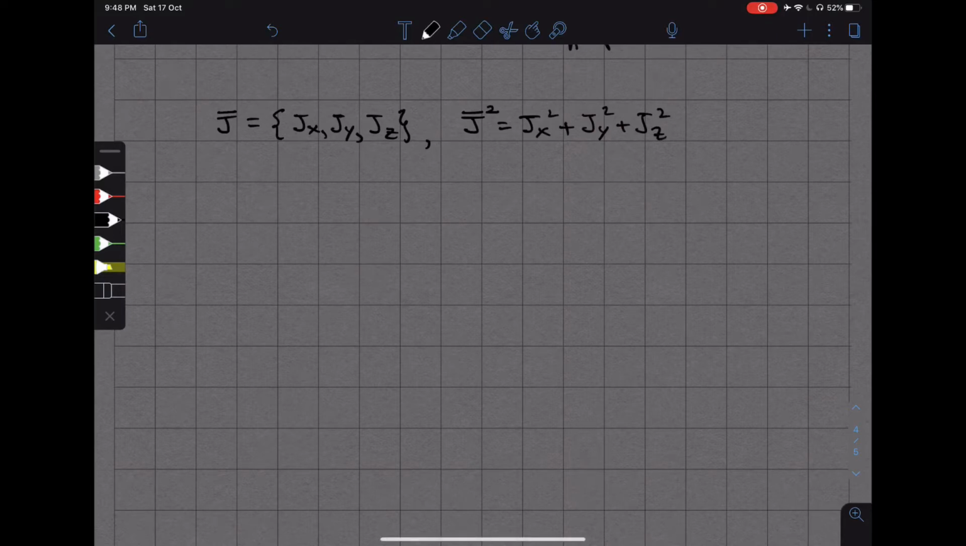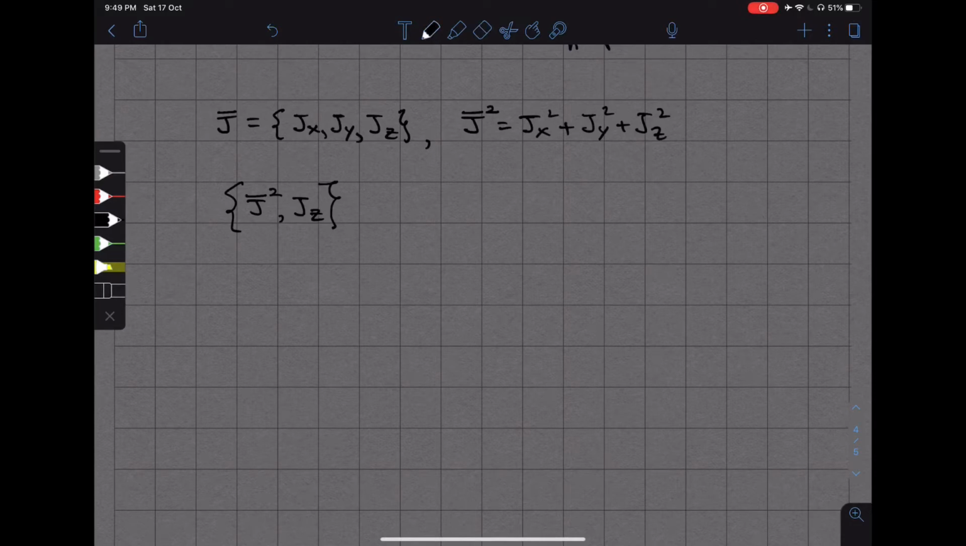Then we can choose two operators from this set, and traditionally those two operators are chosen to be J squared and Jz. So this set commutes with each other. Of course, we don't have a choice in the first one, but the second one, we could have chosen either Jx or Jy or Jz, but we chose Jz, which is the traditional choice.